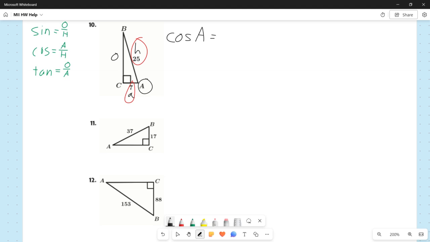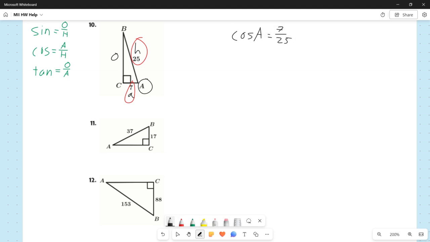the definition for cosine in a right triangle is adjacent over hypotenuse. In this case, adjacent is 7, and my hypotenuse is 25. So just like before, let me leave enough space here. I'll write this in the middle. So we just said cosine of A is 7 over 25.